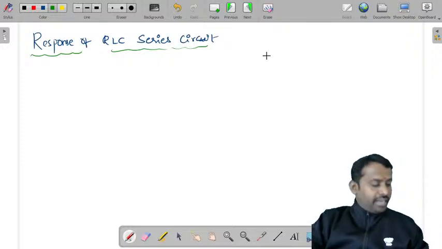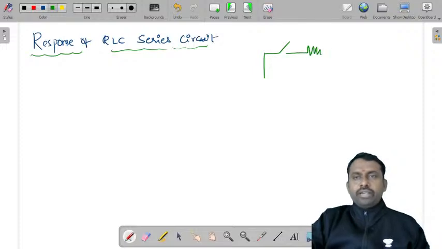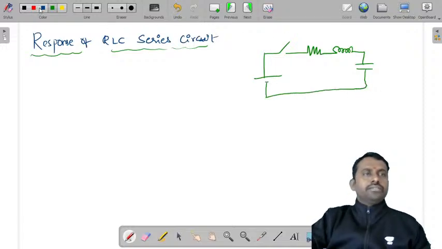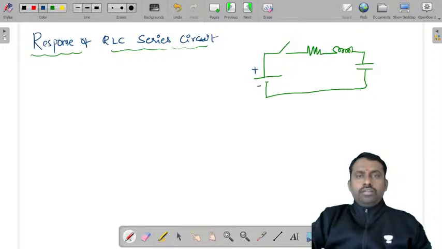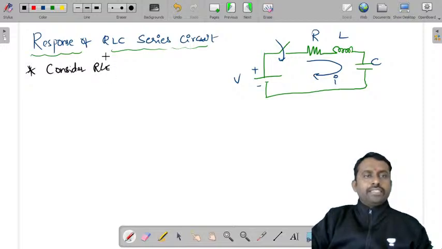So response of RLC series circuit: consider an RLC circuit with some switch like this. Consider a resistor, inductor and a capacitor with an excitation voltage like this. This is the switch which is operated like this, RLC, and there is a current. Now how do we do that? So first we'll write, consider RLC series circuit.